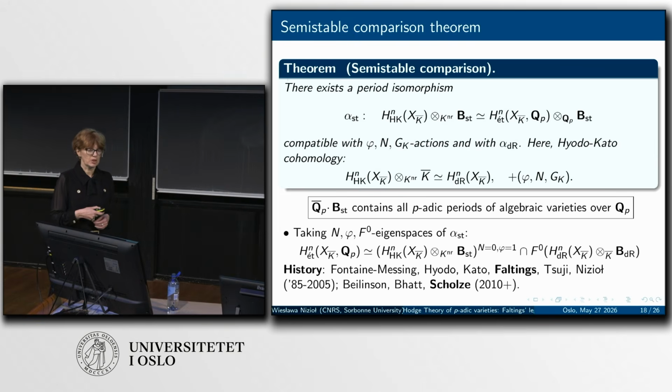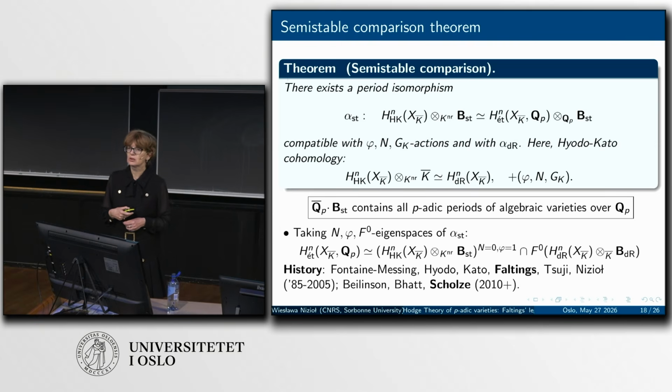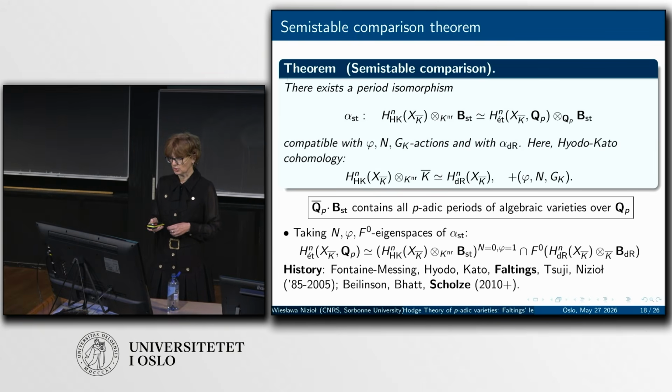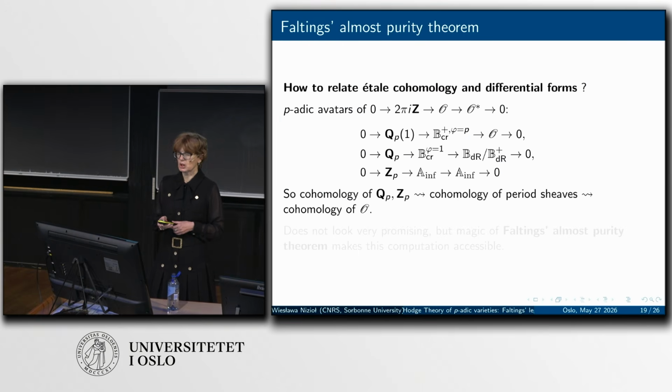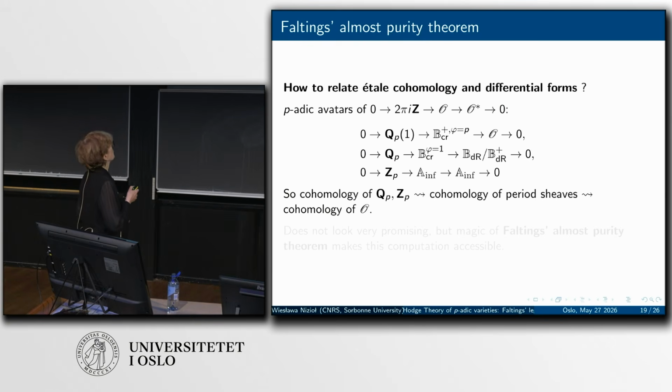Already in the first talk, Faltings mentioned the work of Tate, who related the Galois group itself to differential forms. And this is a vast generalization of this observation, of this proof. So let me just mention the main ideas which appear there. In usual p-adic Hodge theory, we would start with the exponential sequence. We don't have an exponential sequence here, but we have some avatars of the exponential sequence.